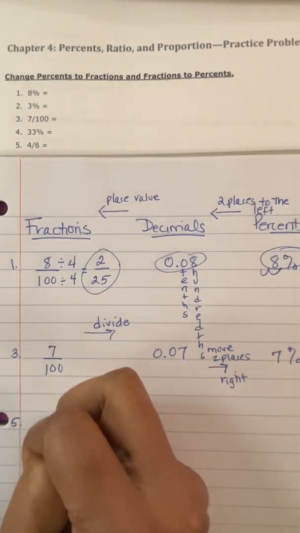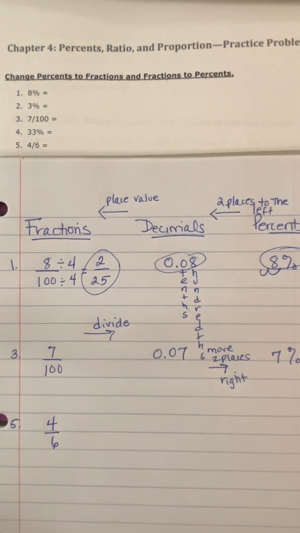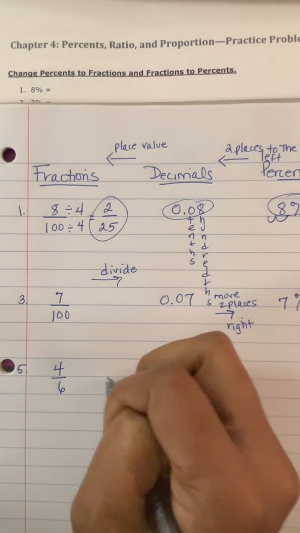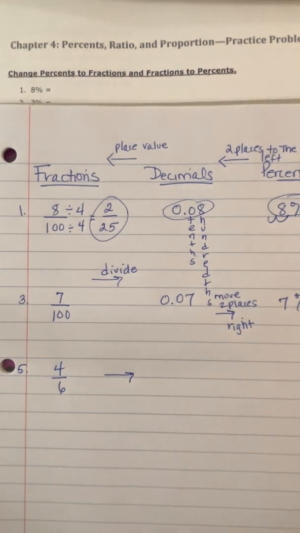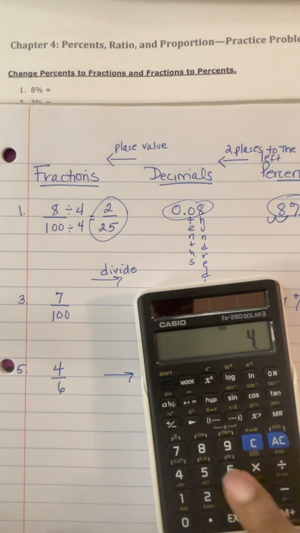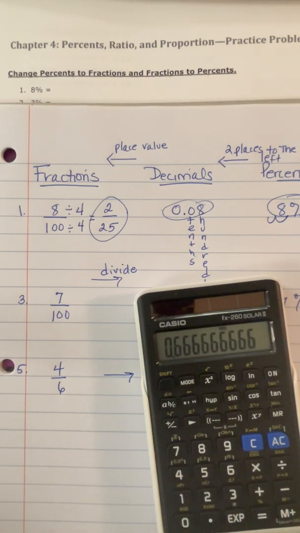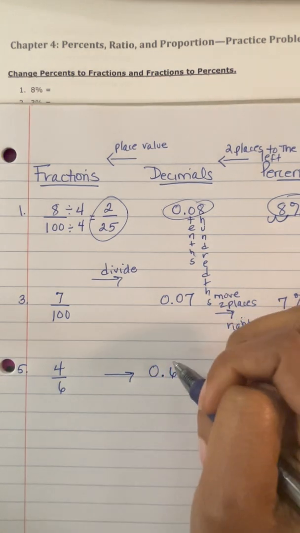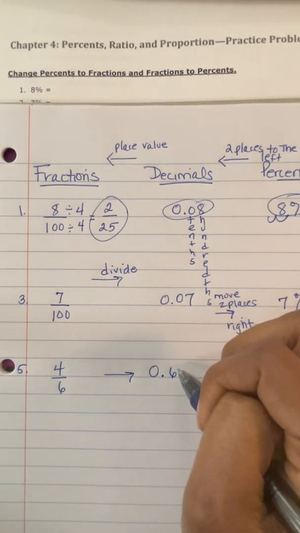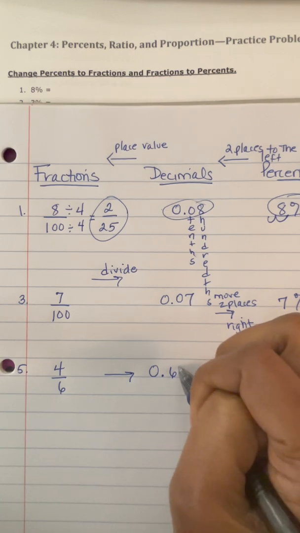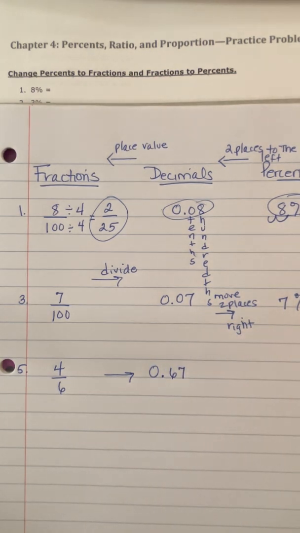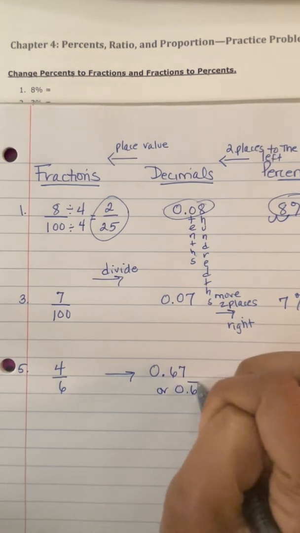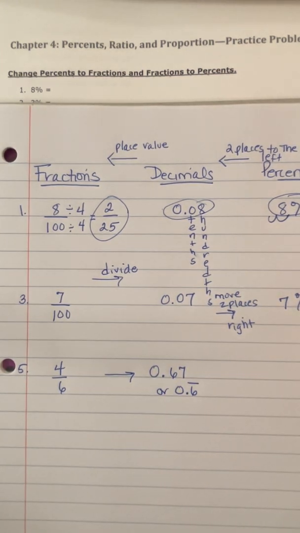Number 5, we're just moving along. Number 5 is also a fraction, 4 over 6. You can either reduce your fraction or you could just put it in your calculator. We're going to divide. 4 divided by 6 equals 0.6 repeating, or a lot of students write 0.67. If you want to round, that is fine. If you wrote 0.67, or if you wrote 0.6 repeating, I'll know exactly what you are trying to tell me.